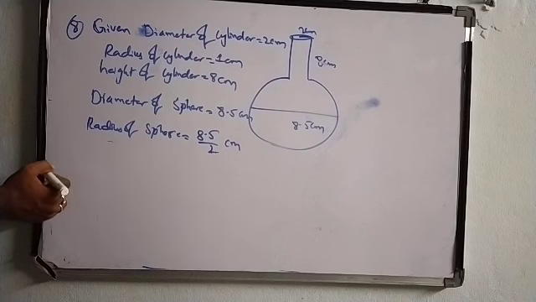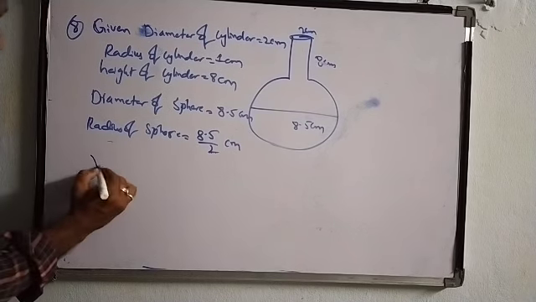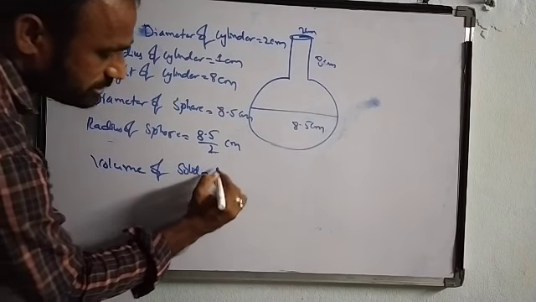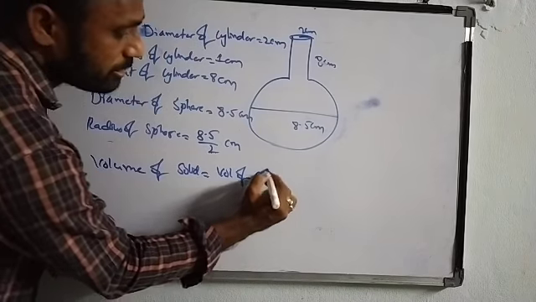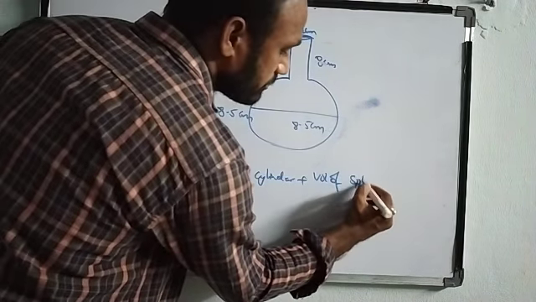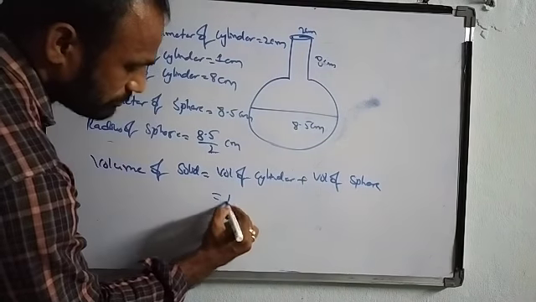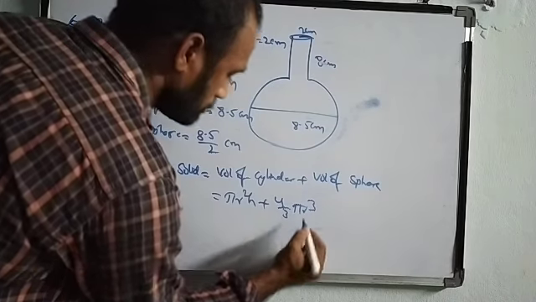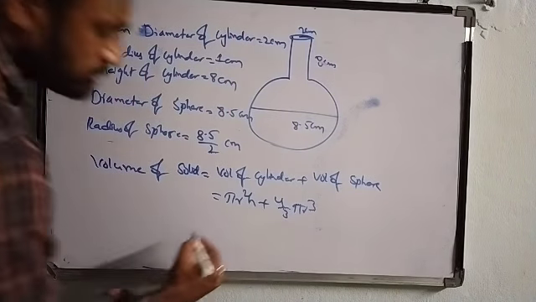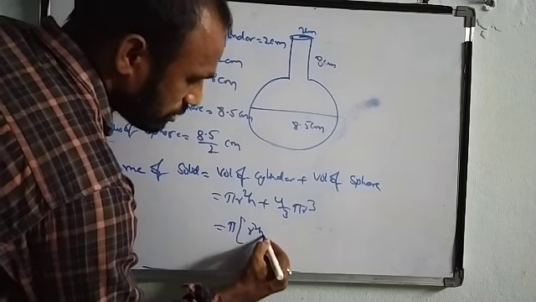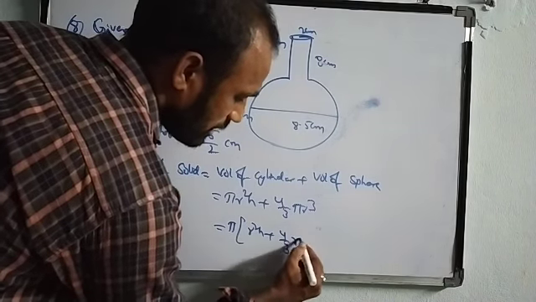So he is asking you the question, volume. So volume of solid is equal to volume of cylinder plus volume of sphere. Volume of cylinder is pi r square h, volume of the sphere is 4 by 3 pi r cube. In this question pi value is 3.14. So if I take pi common, it is pi times r square h plus 4 by 3 r cube.